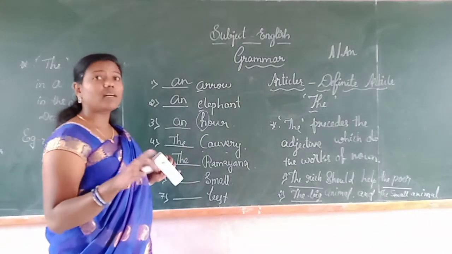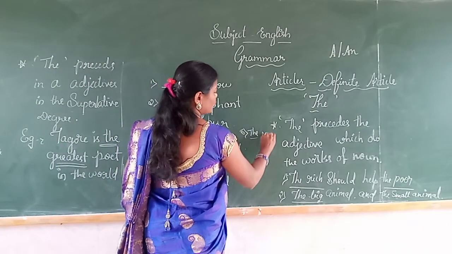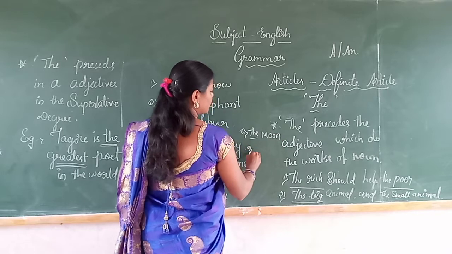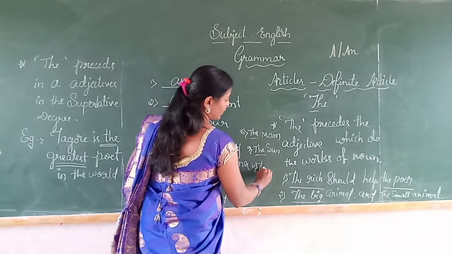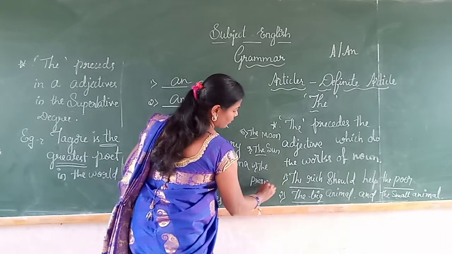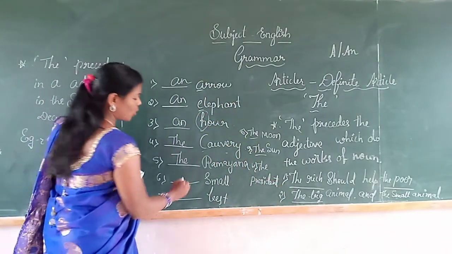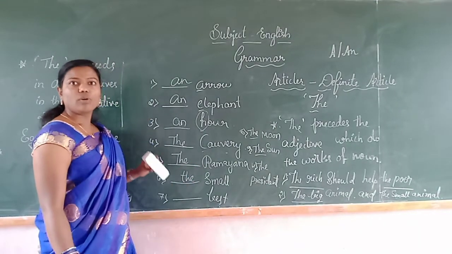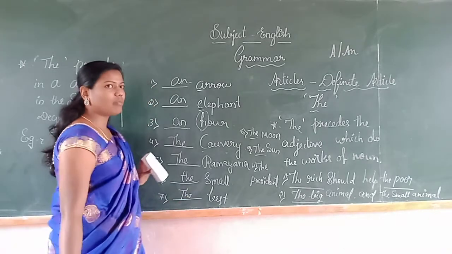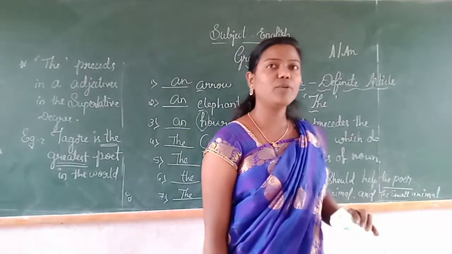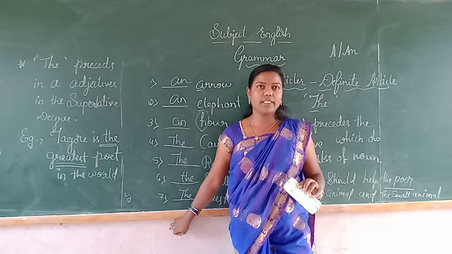The sun, the moon. The moon and the sun. Next one, the president. Okay, you should remember these points, dear student. And the small. Small is an adjective used as a noun, so we use the. And last one, dash, best. The best, because best is also in the superlative degree, we use the. The best one. Good, better, best. The best, it is good.